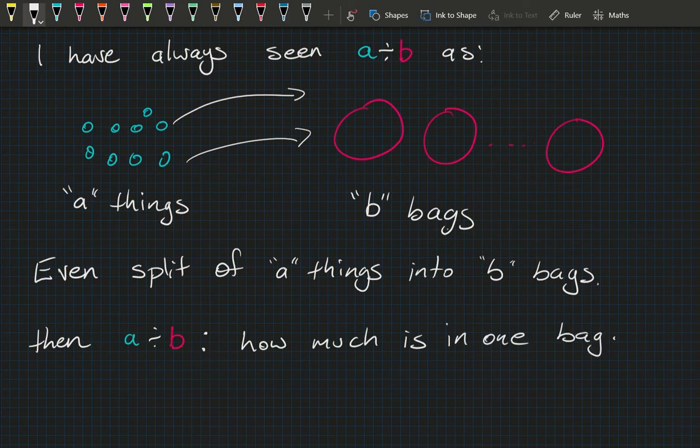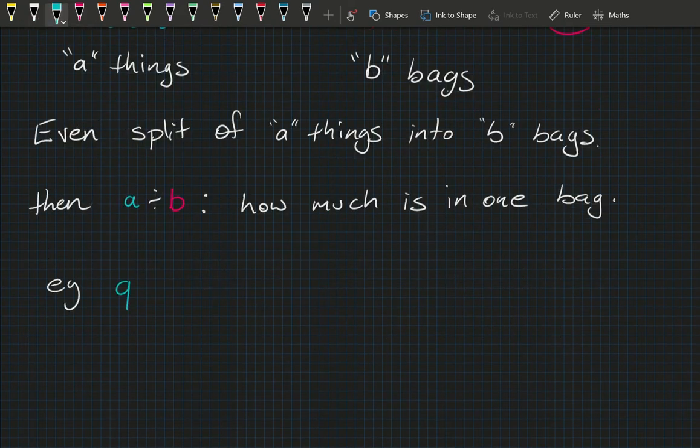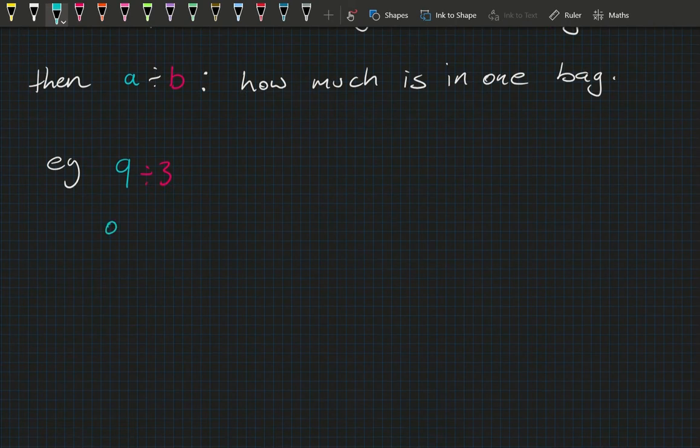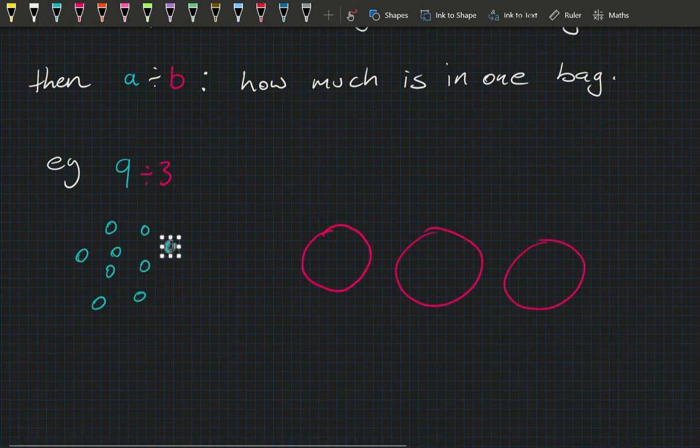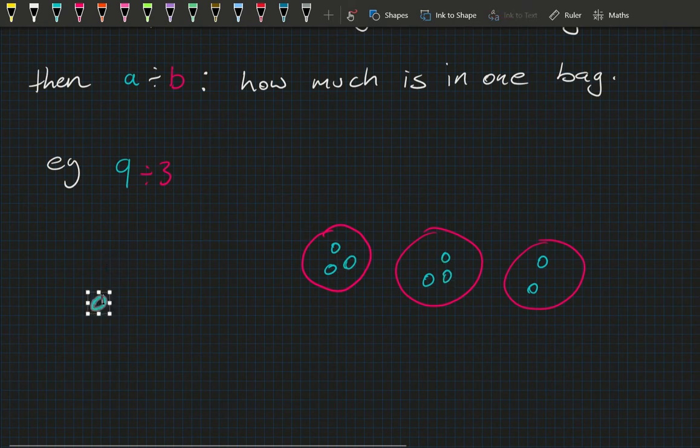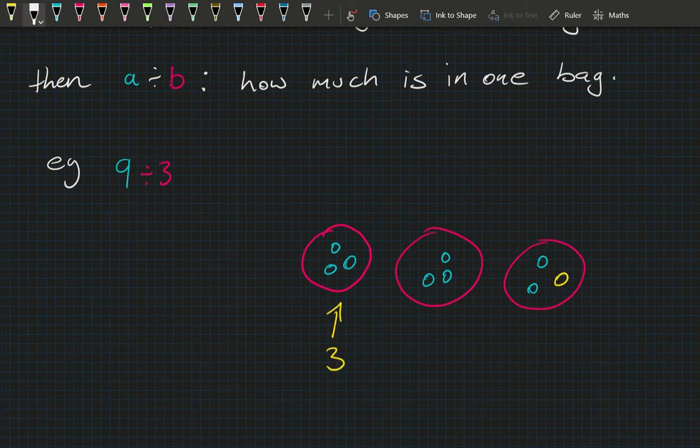I know that's not numbers, it's letters, but let me use a number example. Let's start off with 9 divided by 3. I'll draw 9 things and 3 bags. Then I can drag 1 across to each bag, and we've still got some more, so another 1 to each bag. Of course we keep going. We can see that inside each one of those bags, there is 3. So that means that 9 divided by 3 is equal to 3.